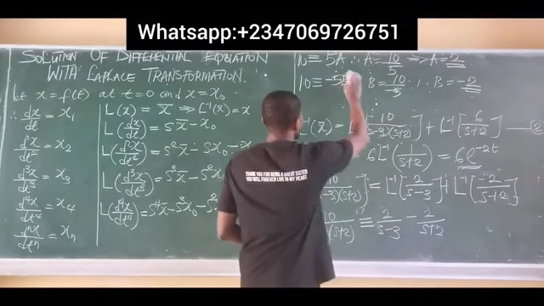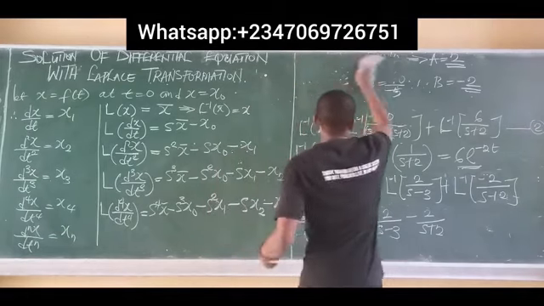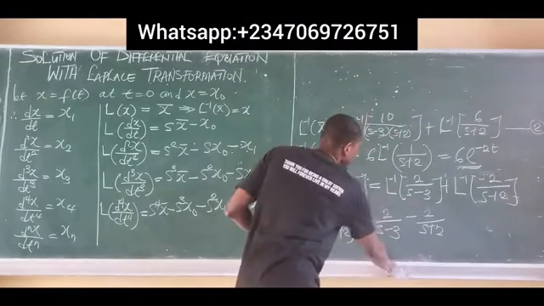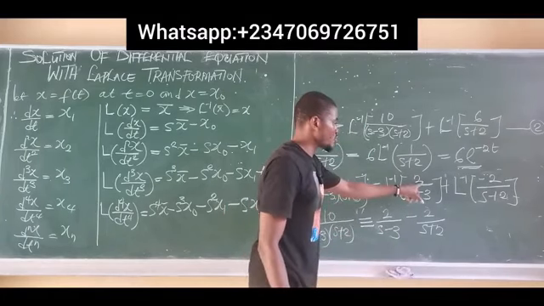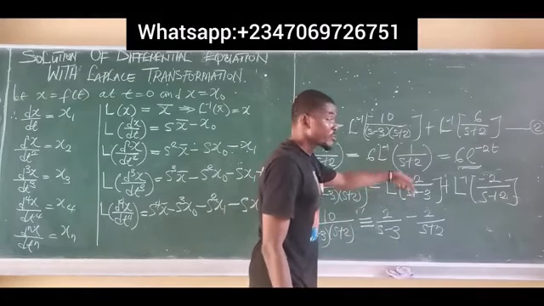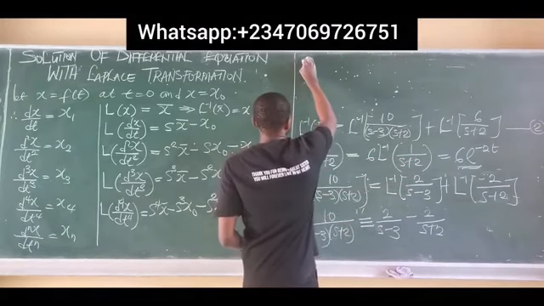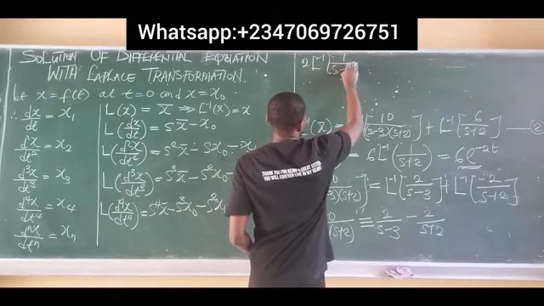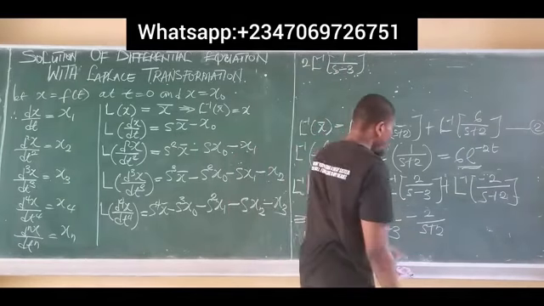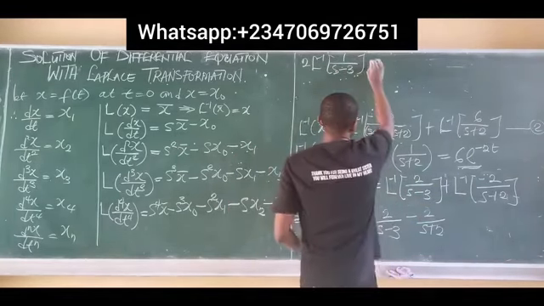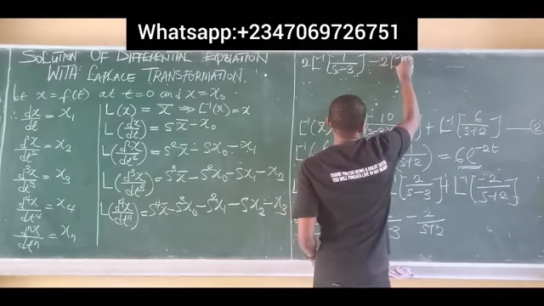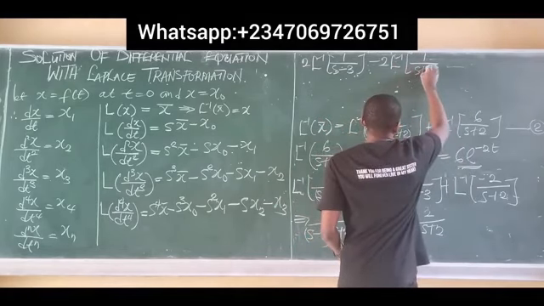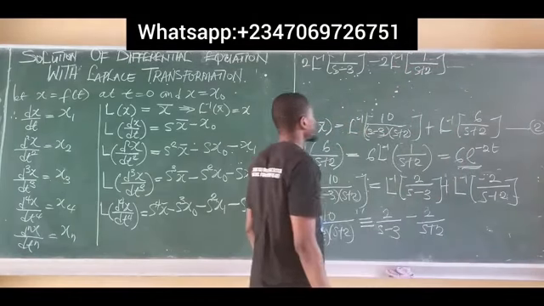Again, I can now pull out 2, so it becomes just 1 there. This now becomes 2 times the Laplace inverse of 1 all over s minus 3. Also, pull out minus 2 there, it becomes minus 2 times the Laplace inverse of 1 all over s plus 2. So you simply have this.